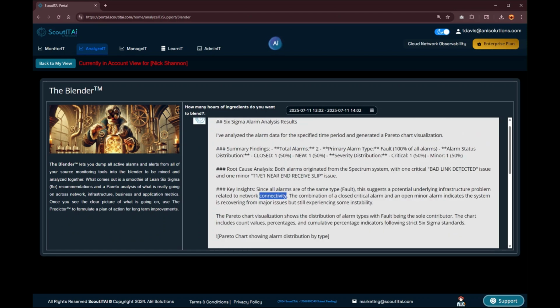But instead of just a couple of alarms, imagine that you had 100 coming in. This would be a quick way for you to categorize and understand what's going on and how they're related. So the Blender could be fun. Give it a shot. Let me know what you think.